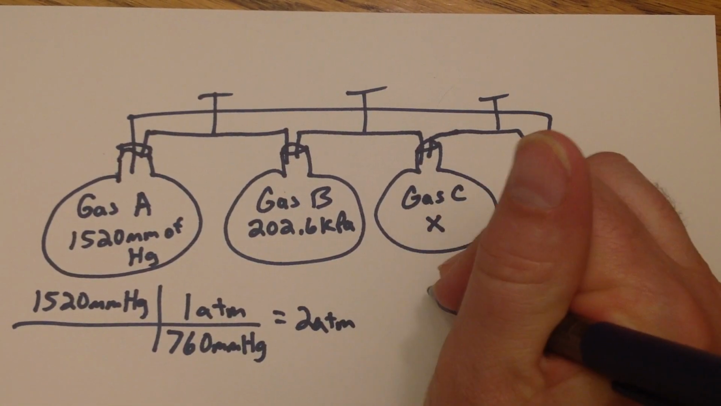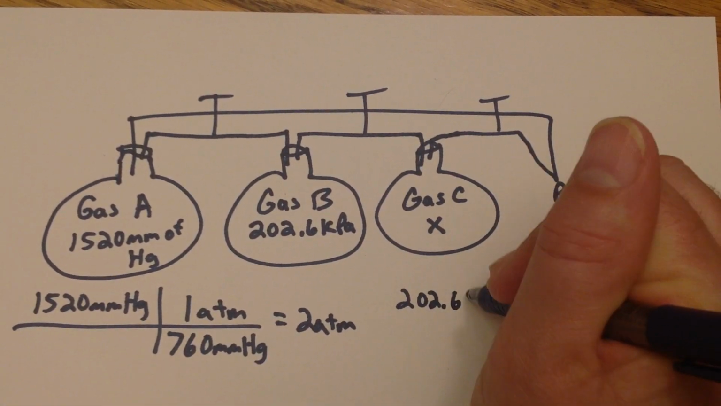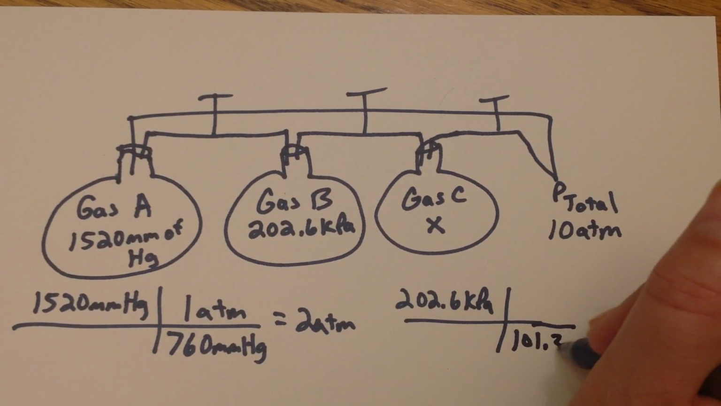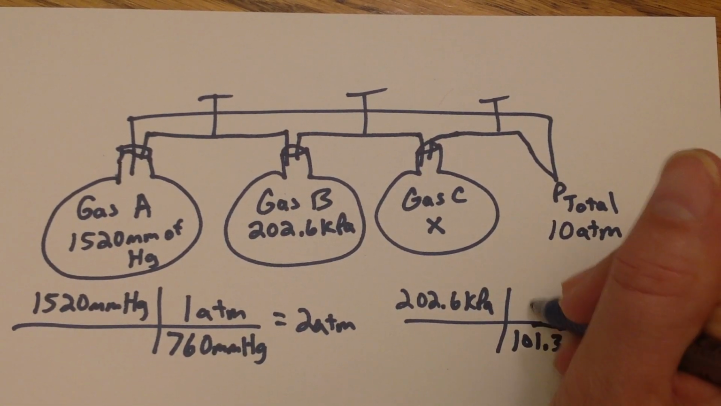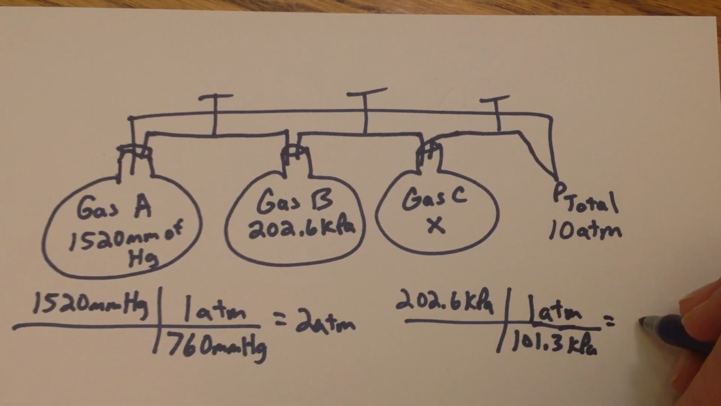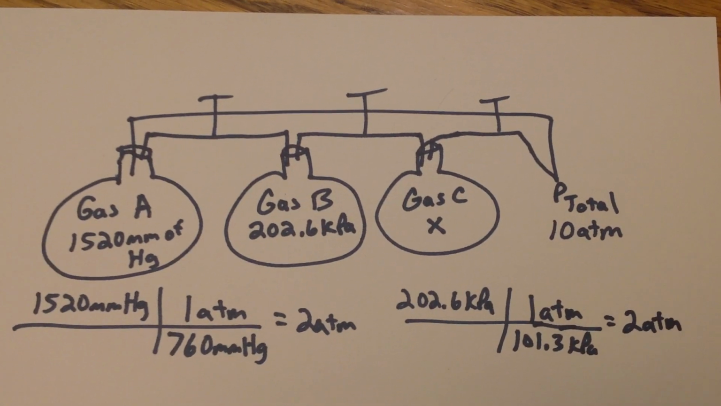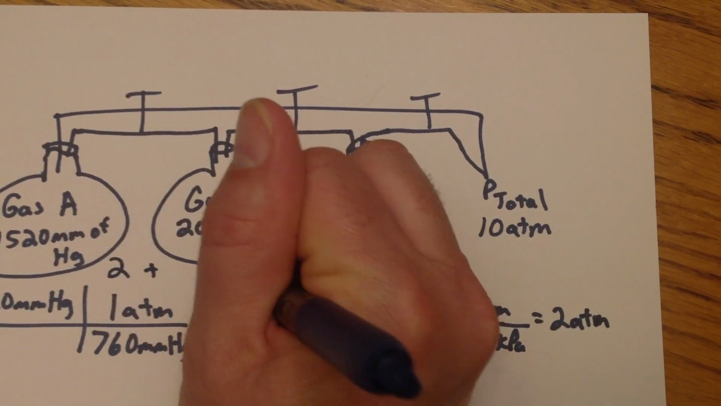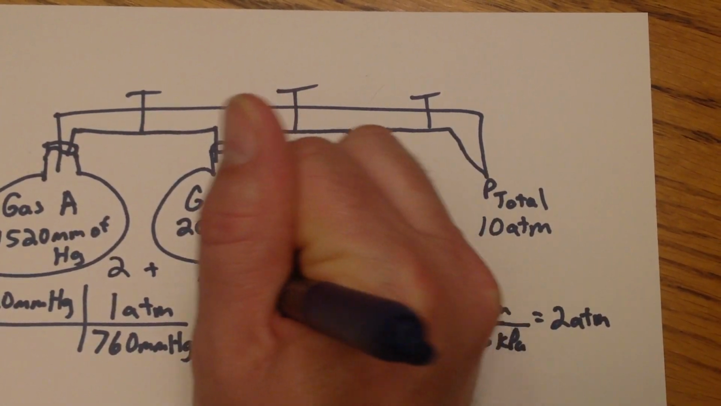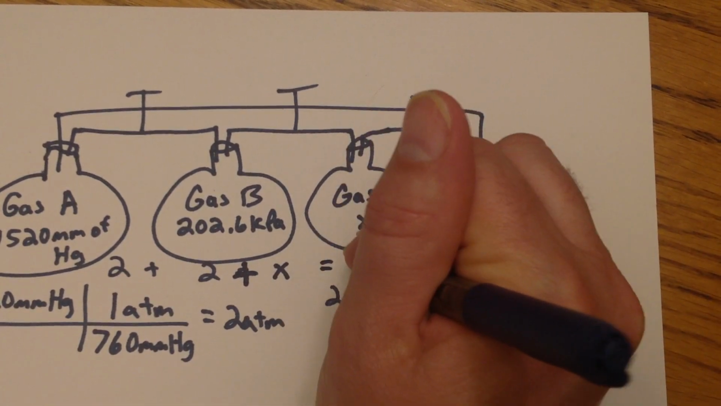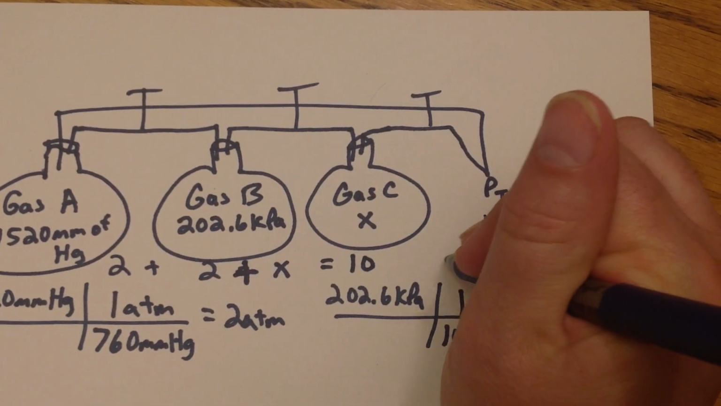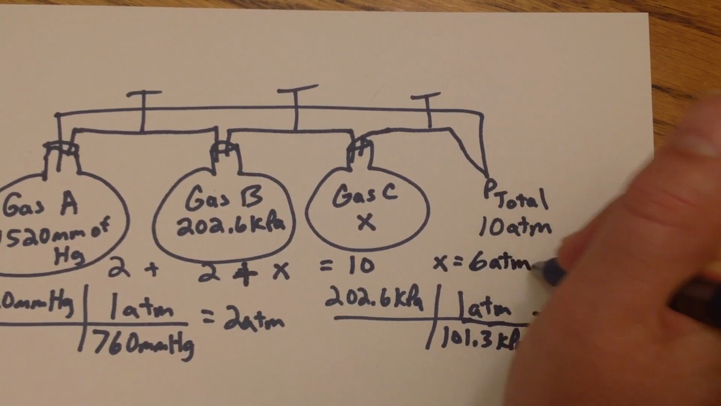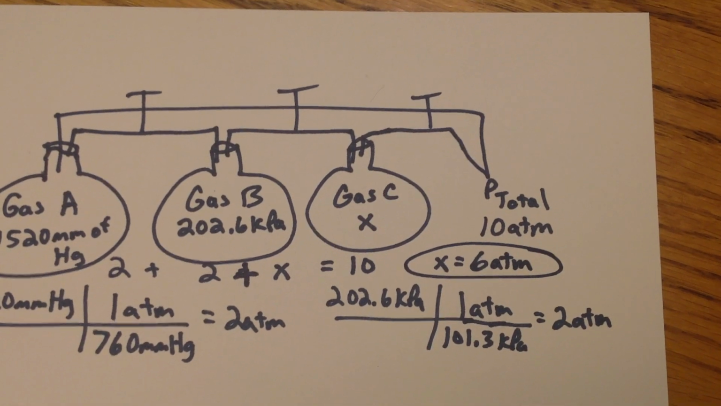Wow, that makes it a lot easier there. What about gas B? 202.6 kPa, and we look back and see that 101.3 kPa is 1 ATM. That also is 2 ATMs. So just to make that easy, we've got 2 plus 2 plus some number we don't know equals 10. Obviously, gas C, X equals 6 ATMs. All right, that was really simple.